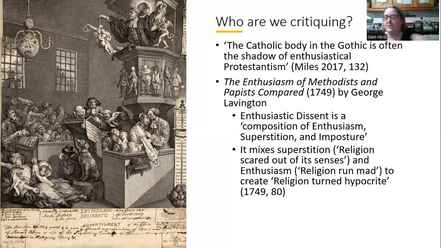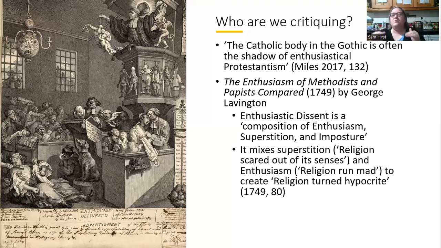So what do we mean by superstition, enthusiasm, and imposture? Well, he tells us superstition is religion scared out of its senses, an authority, sort of a hierarchy of authority that tells you what to believe, and you believe it in part out of the fear that is produced by, for example, an imaginary around hell. Enthusiasm is religion run mad. This belief in personal revelation that God is talking to you and you're changing everything because of these beliefs. You're changing what you think of as the sort of structures of Christianity. And then imposture, fairly obviously, is religion turned hypocrite.